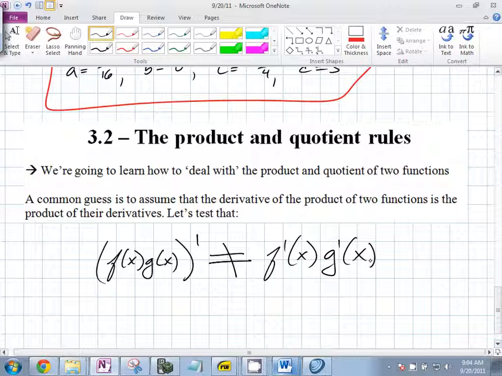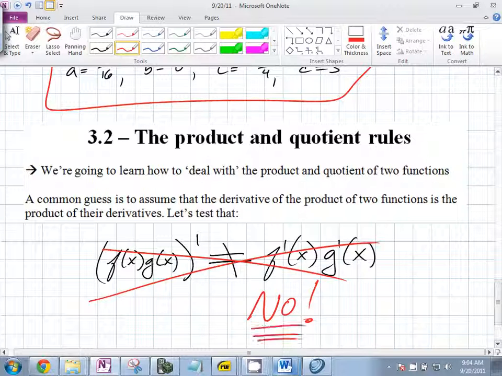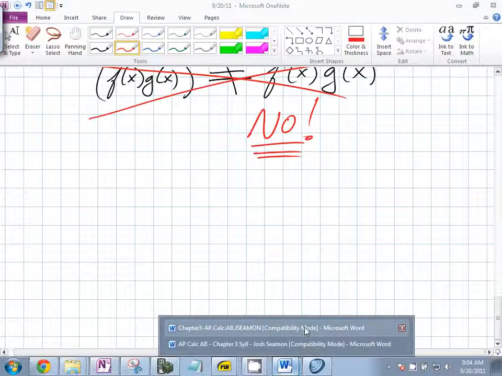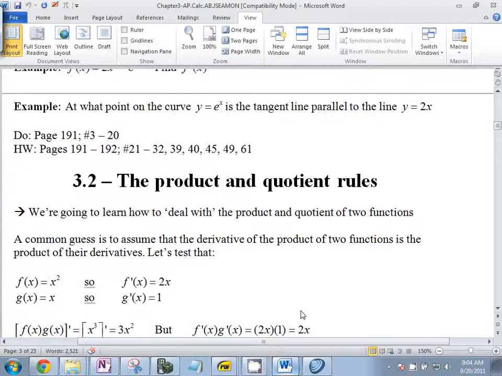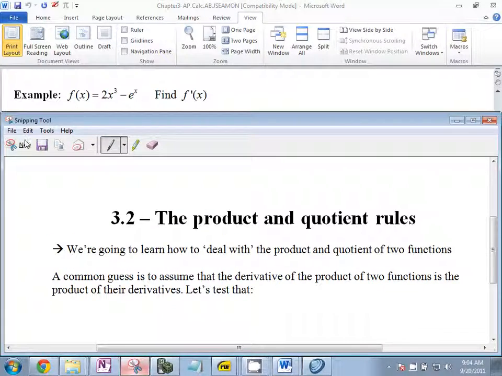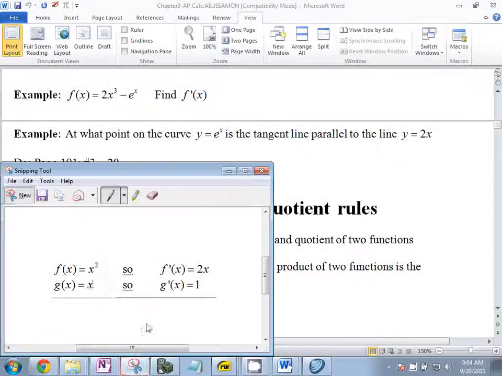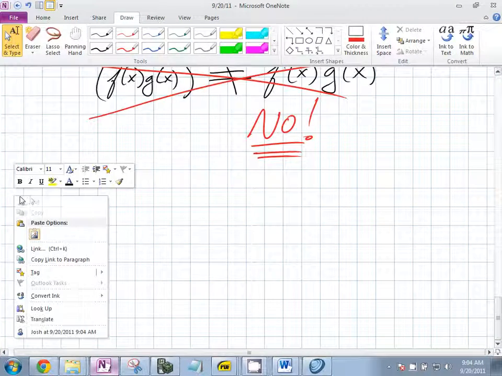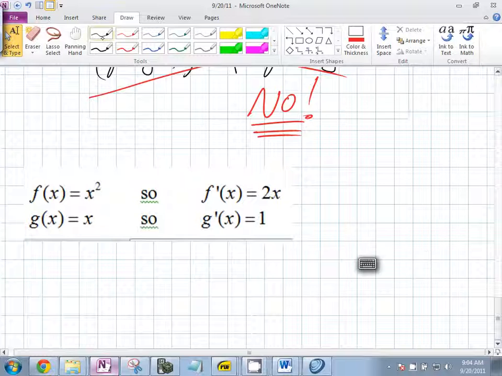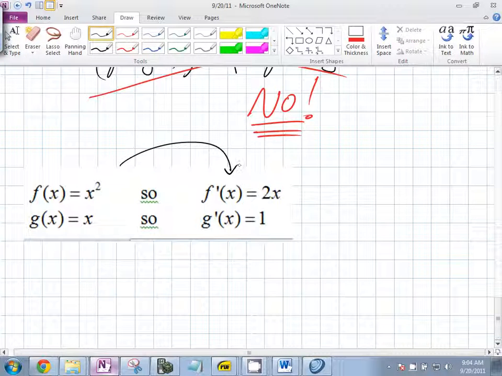No. And you actually can already kind of figure this out. Let's try this out. If I gave you a set of functions, f of x and g of x, you can already use the logic you know to disprove this. At least give one example. Is one example enough? Well, f of x is x squared, so the derivative of x squared is 2x. g of x is x, and the derivative of x is 1.